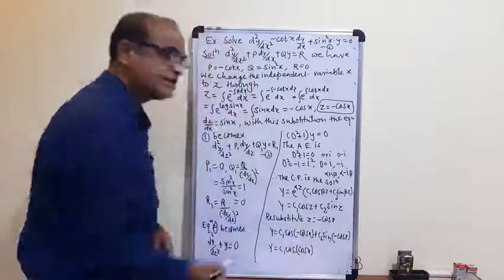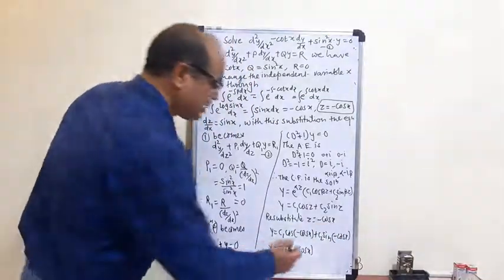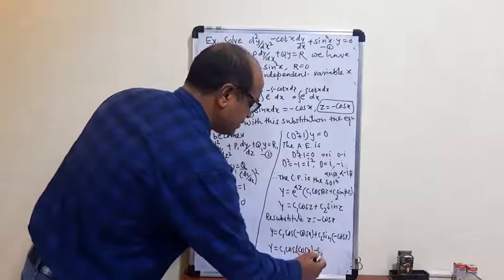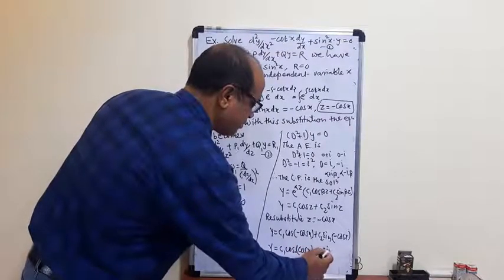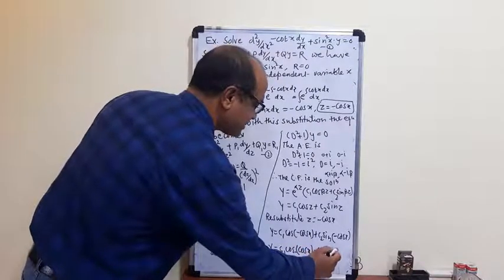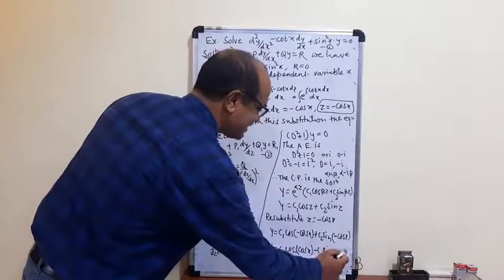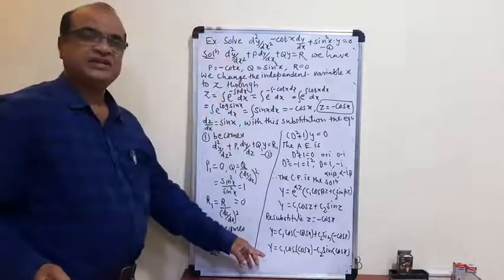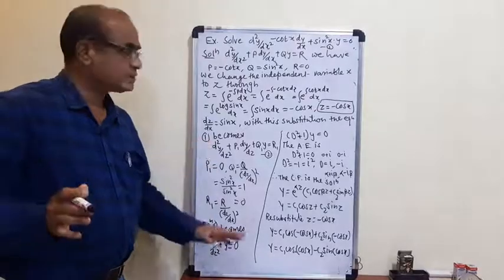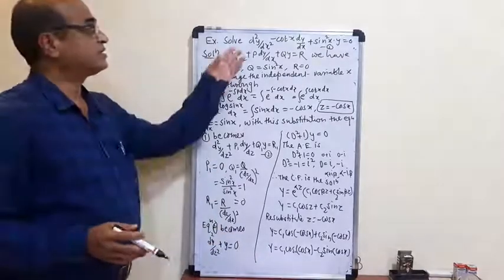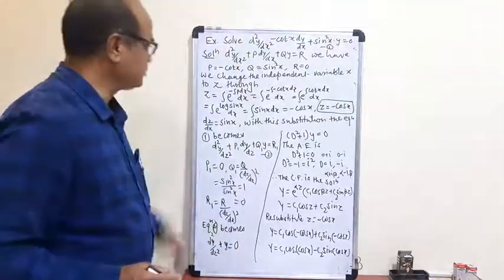What is sine of minus theta? It is minus sine theta. So minus C2 sine of cos x. So this is the required solution of this differential equation, the final solution.